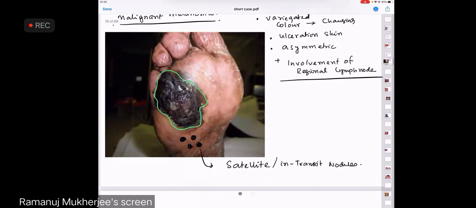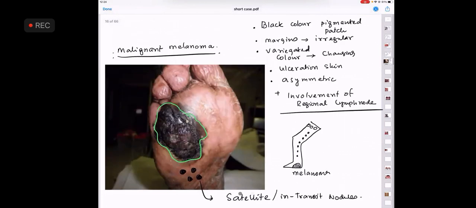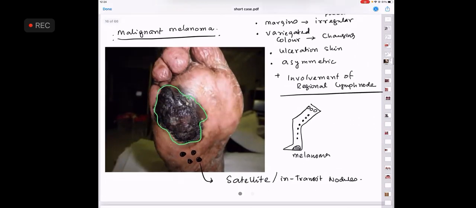What do you mean by this satellite and in transit? It technically means that if this is the melanoma and these are the lymph nodes, when they are going into this, as you can see, these are all the satellite or in transit nodules that you can see. That is something called a malignant melanoma.